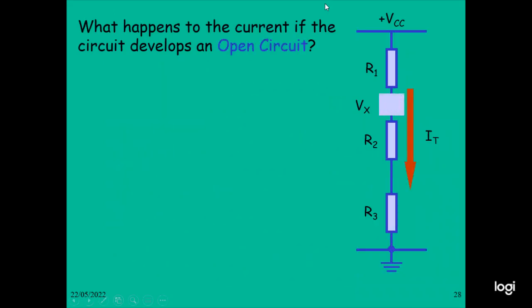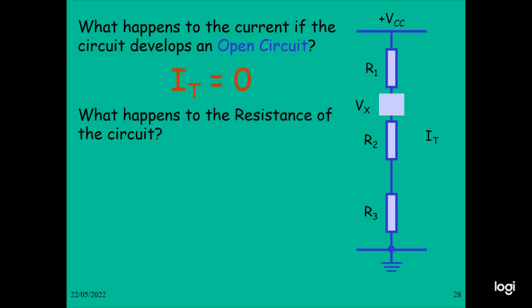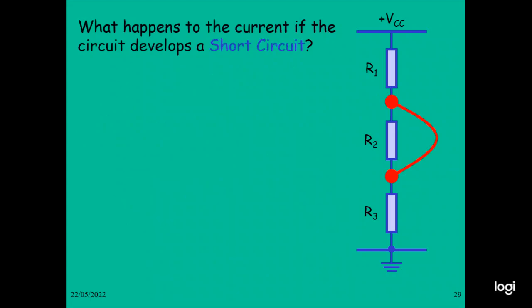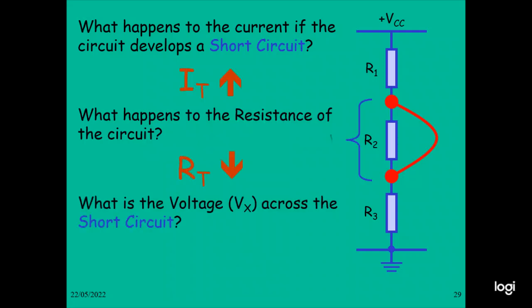What happens to the current if the circuit is open circuit? When the circuit is open, I equals 0. What happens to the resistance of the circuit? In this case, RD equals infinity, because the voltage across the open circuit is VCC. Now, what happens to a circuit if it is a short circuit? In this case, the resistance is short, so the ID will be higher and the resistance will be lower. The voltage across the short circuit will be zero.